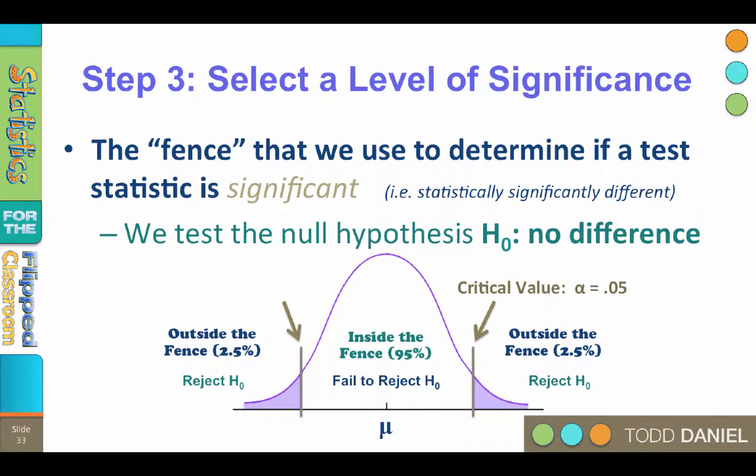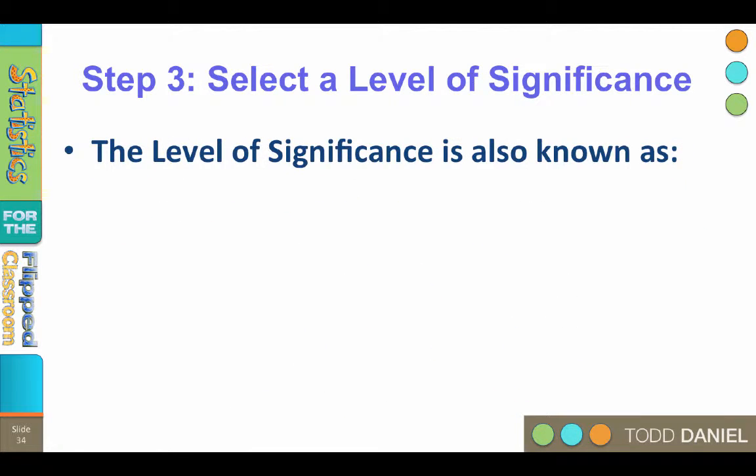Another word for fail to reject is to accept the null hypothesis. But there are some philosophical problems with that word accept, and I'll explain more later. The level of significance is the alpha value. The alpha value is the same as the critical value, both of which mean the same as the cutoff score. What to call it depends on how you're measuring it.